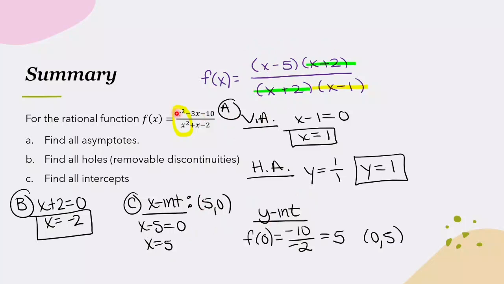To find my y-intercept, I plug in 0 for x. So the numerator, I got 0 minus 10. And the denominator, I got 0 plus 0 minus 2. Minus 10 divided by minus 2 is 5. So I have a y-intercept at 0, 5. Okay, so common factors are holes. Zeros of the denominator are vertical asymptotes. Zeros of the numerator, x-intercepts.